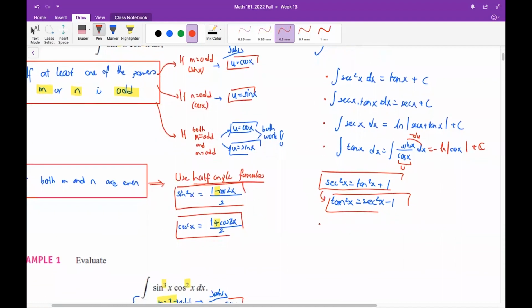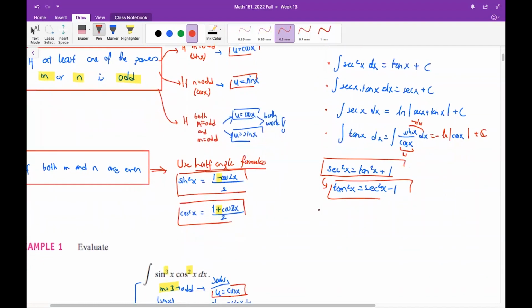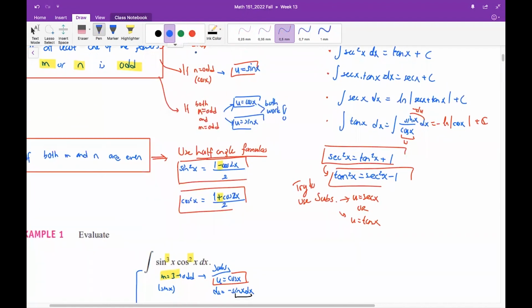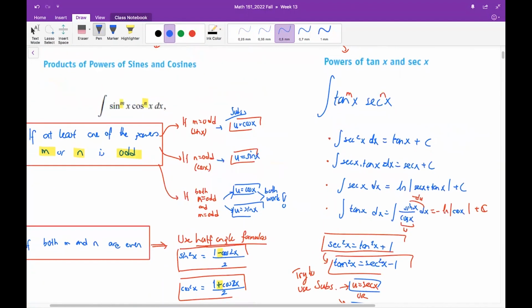And I can also put that you can first try to use a substitution, either u equals secant x or u equals tangent x. Or if the substitution does not work, you can try to use integration by parts to get lower powers than you have here. This is the summary of what you should do when you have this kind of integrals consisting of higher powers of tangent and secant x.